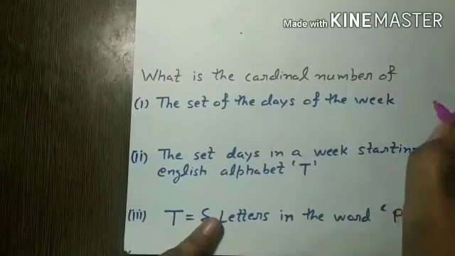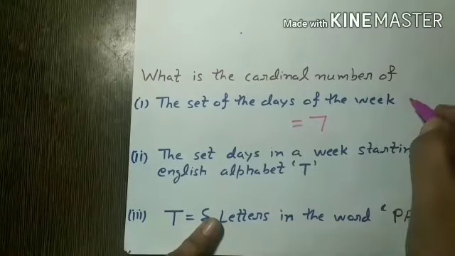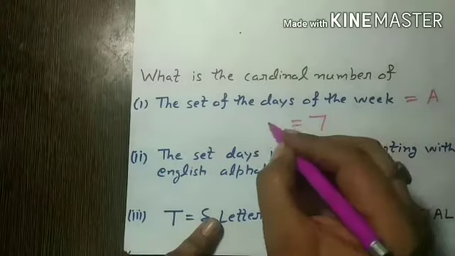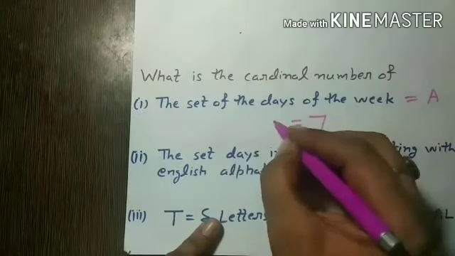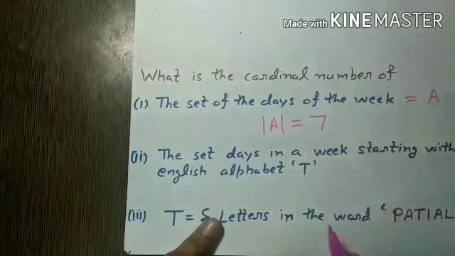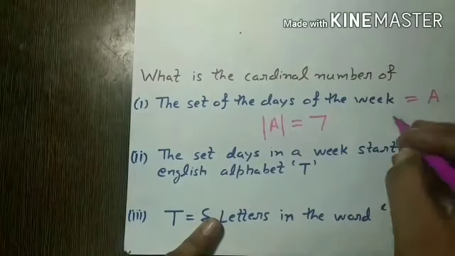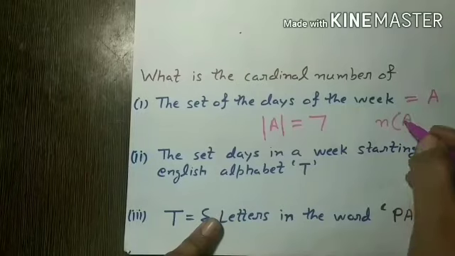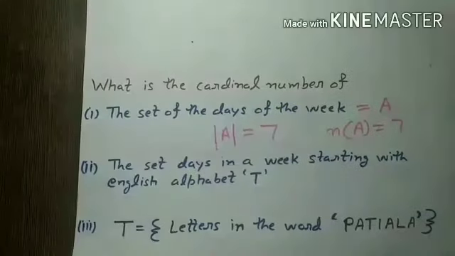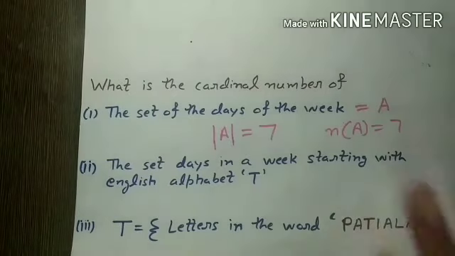Now, how will I represent this 7? In order to write 7, if I will name this set, if the set is A, then the cardinal number of set A is denoted as mod A, like this. Okay. Otherwise, you can also write number of elements in A is 7. So in both ways you can represent the cardinality of a set. So student, I think you would have understood this concept.